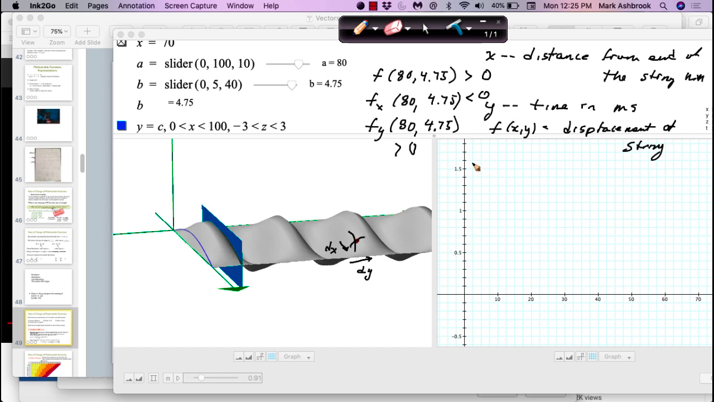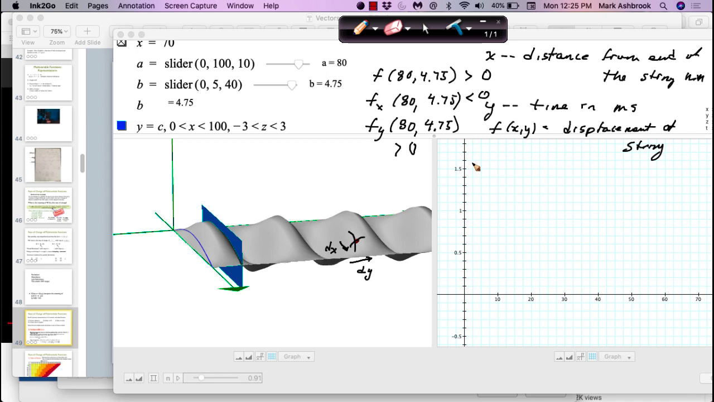The value is positive. The partial with respect to x is negative because z goes down as x increases, as we come out at you. The partial with respect to y is positive because you go up in z as y increases. Is that clear?